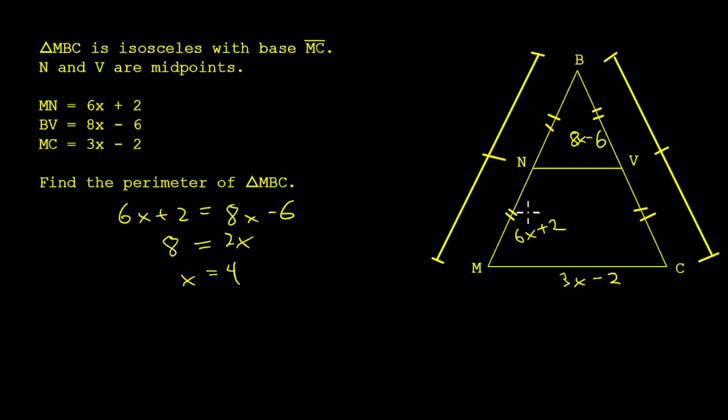4 times 6 is 24, plus 2 is 26. 4 times 8 is 32, minus 6 is again 26. So we have our check there.